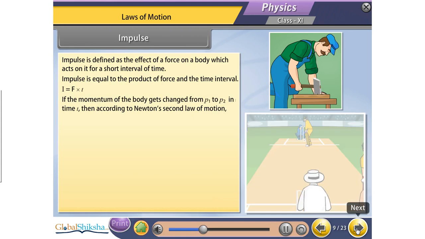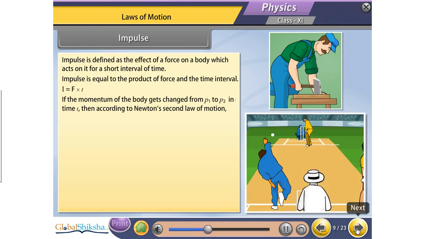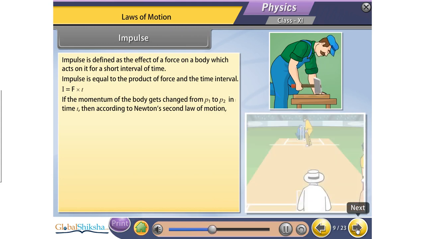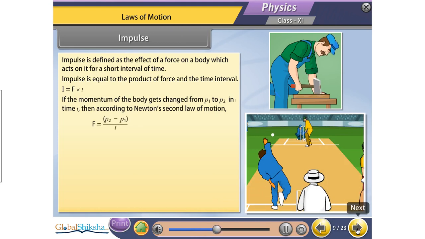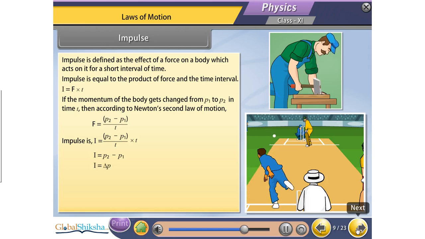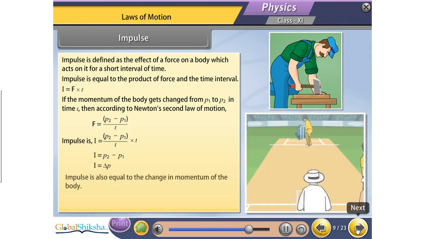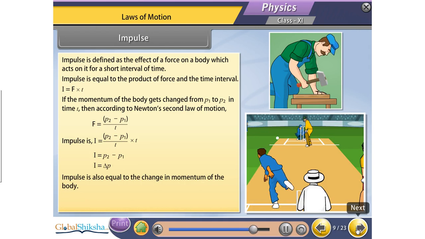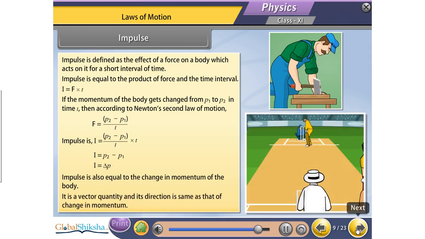If the momentum of a body gets changed from P1 to P2 in time t, then according to Newton's second law of motion, F is equal to (P2 minus P1) divided by t. Impulse I is equal to (P2 minus P1) divided by t, into t. I is equal to P2 minus P1. I is equal to delta P. Impulse is also equal to the change in momentum of the body. It is a vector quantity and its direction is same as that of change in momentum.